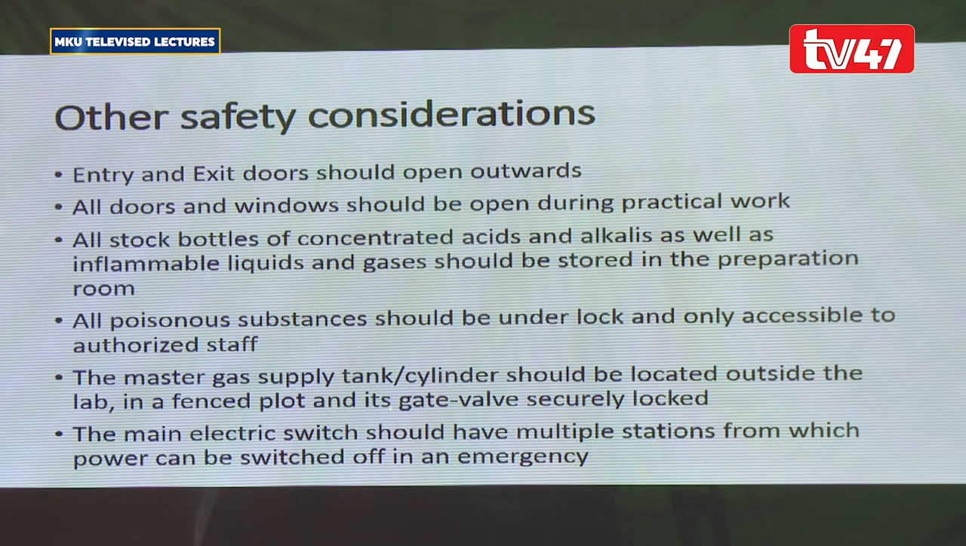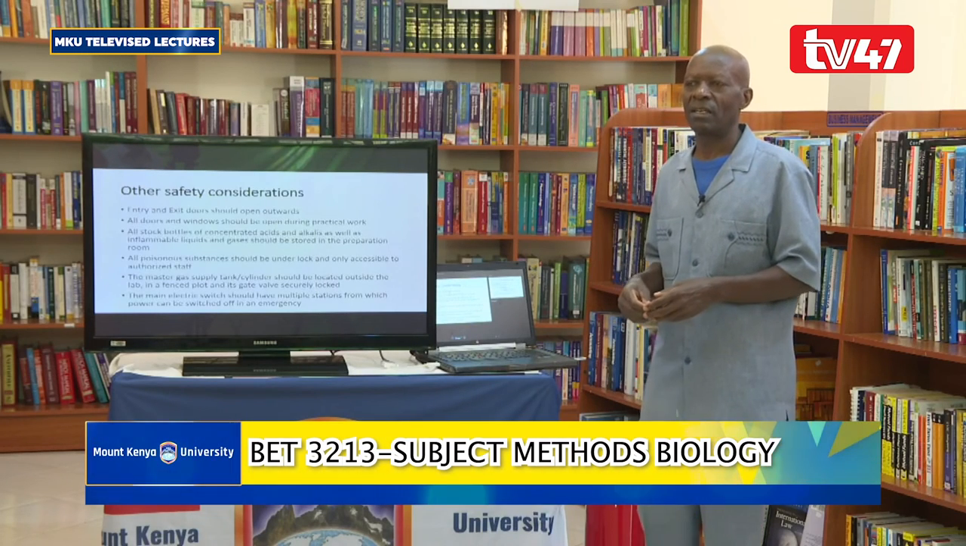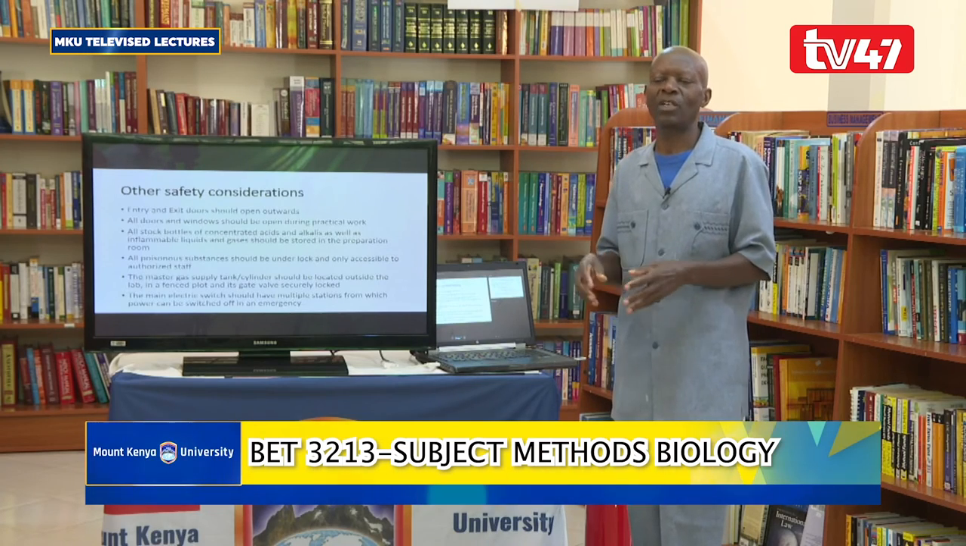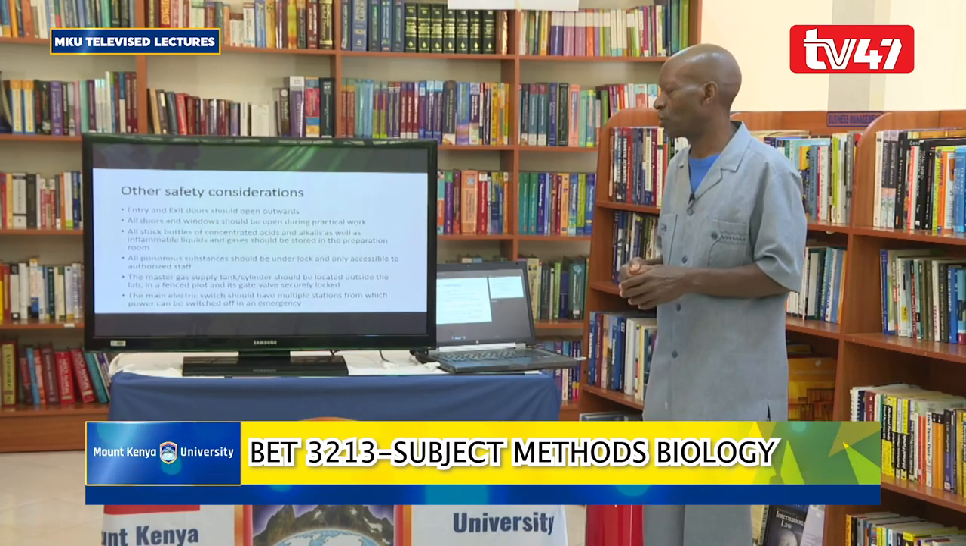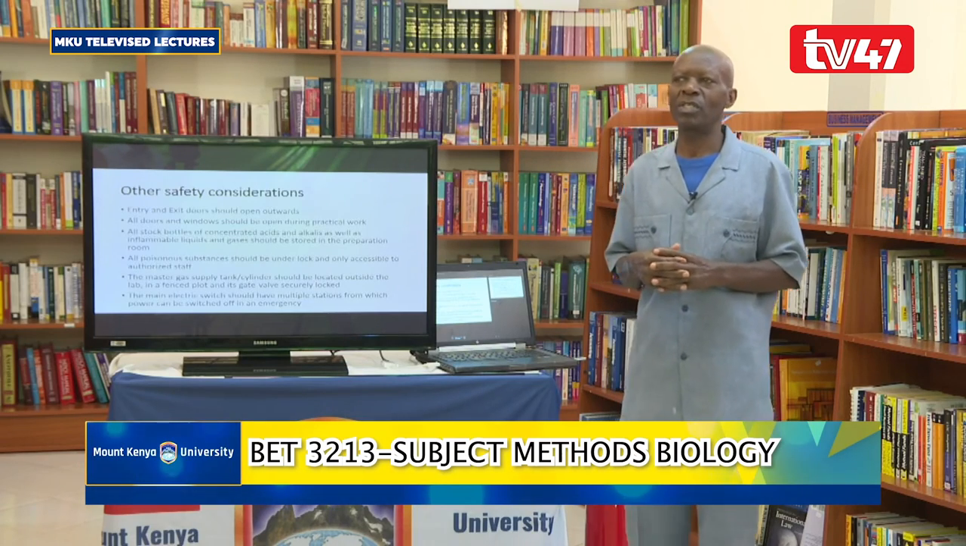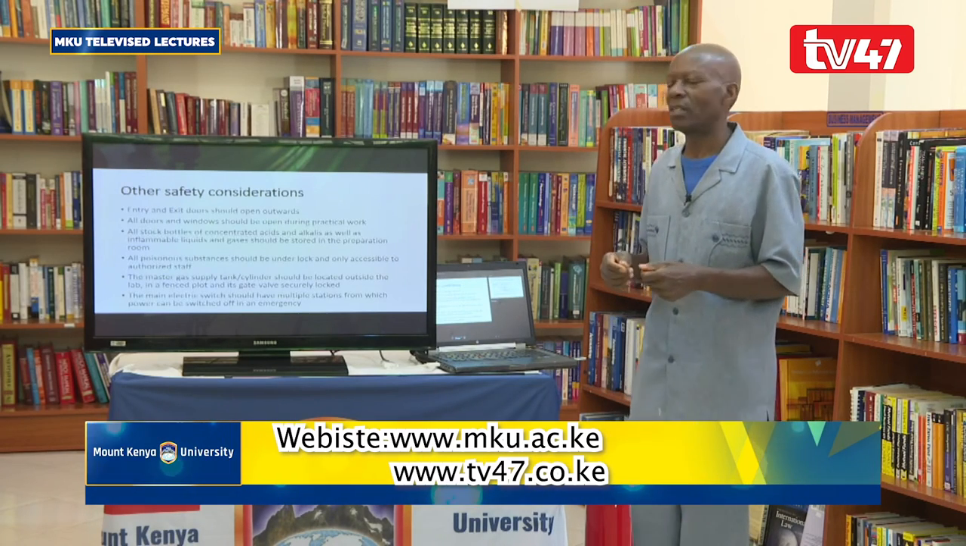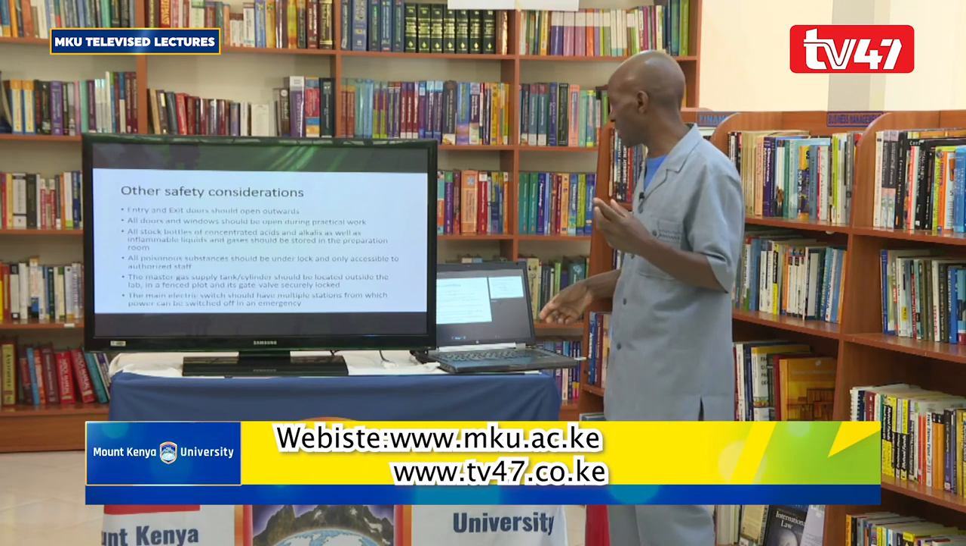Then the master gas supply tank or cylinder should be positioned outside the lab, and where it is placed, it should be fenced. And then the gate valve that lets in the gas should be secured such that nobody can turn it on or off unless they have authority to do so. Then the main electric switch in the lab should have multiple stations so that in case of any danger posed by electricity, somebody can quickly rush to the nearest switch and switch off power so that the person doesn't get electrocuted or injured in any other way.